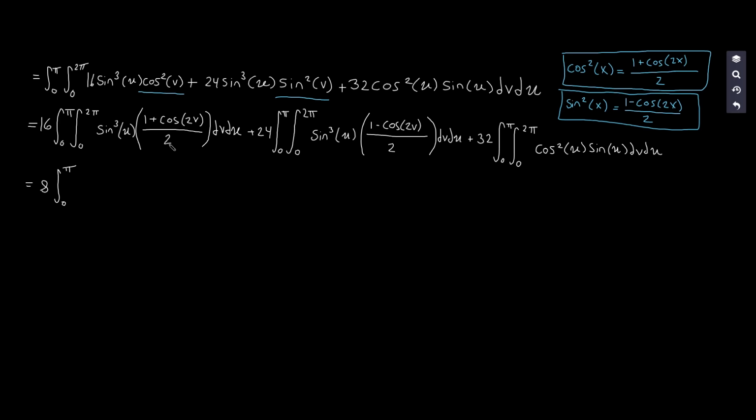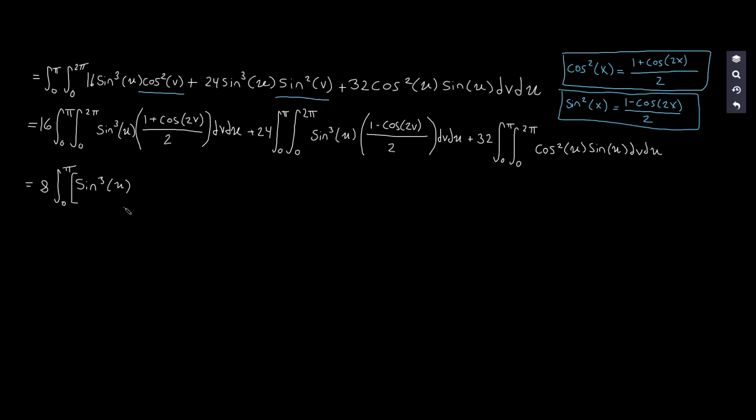We've already canceled out this 2, so we're going to have 1 plus cosine of 2v. When you take the antiderivative of cosine, it's going to become sine, but there's also a 2 in front of the v, so it's going to be 1/2, so that 1/2 is going to come back in. So we're going to have sine cubed of u times, and I probably should put this in brackets because we will be evaluating this at specific bounds of integration.